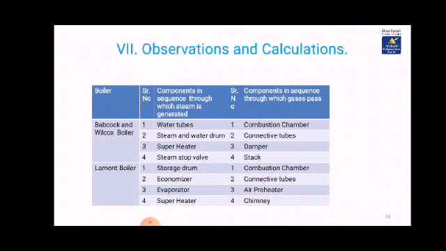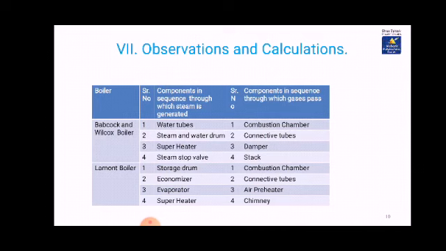Then the steam accumulated in the drum is given to the superheater. Now these flue gases which surround the convective tubes go to the damper. At last the steam is taken out from the steam stop valve. At last these flue gases are removed through the stack, through the chimney.